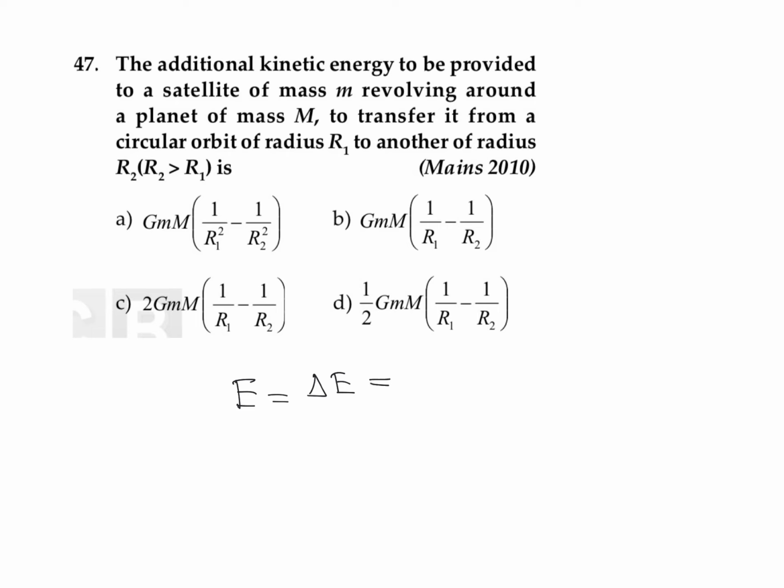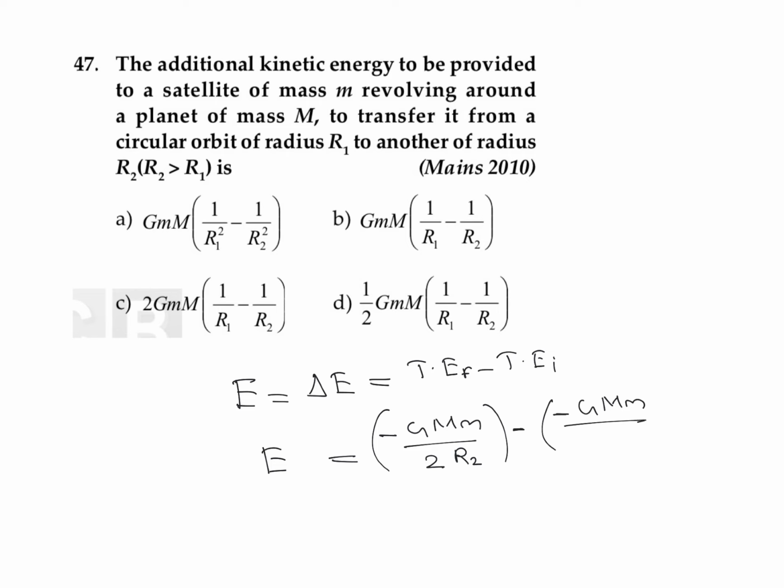Difference in energy means we should go for total energy final minus total energy initial. And we know that the equation for total energy for a satellite is nothing but minus GMm divided by 2 times its orbital radius. So we can take it as r2, which is the final energy, minus the initial energy, which is minus GMm divided by 2r1.